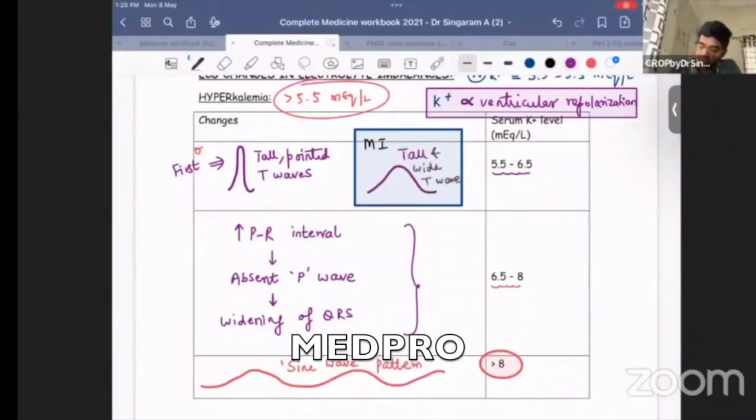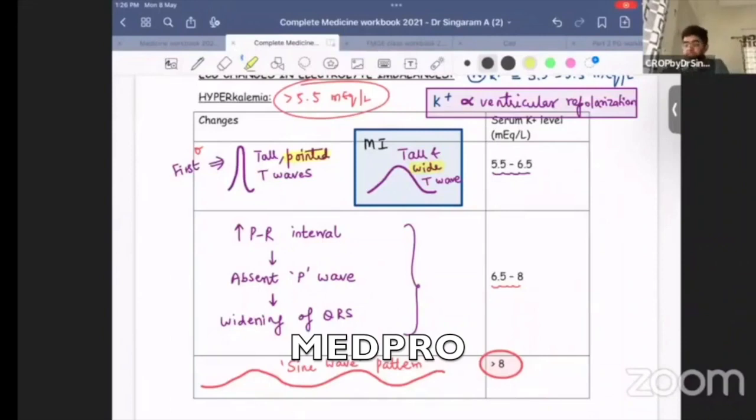is a feature noted in myocardial infarction. So you have to differentiate. In both conditions, you have a tall T wave, but in hyperkalemia it's a tall pointed T wave, whereas in myocardial infarction it's a tall wide T wave. That is a point of difference. Here it is pointed, here it is wide. Is that clear? So that's about the hyperkalemia changes which you should know.